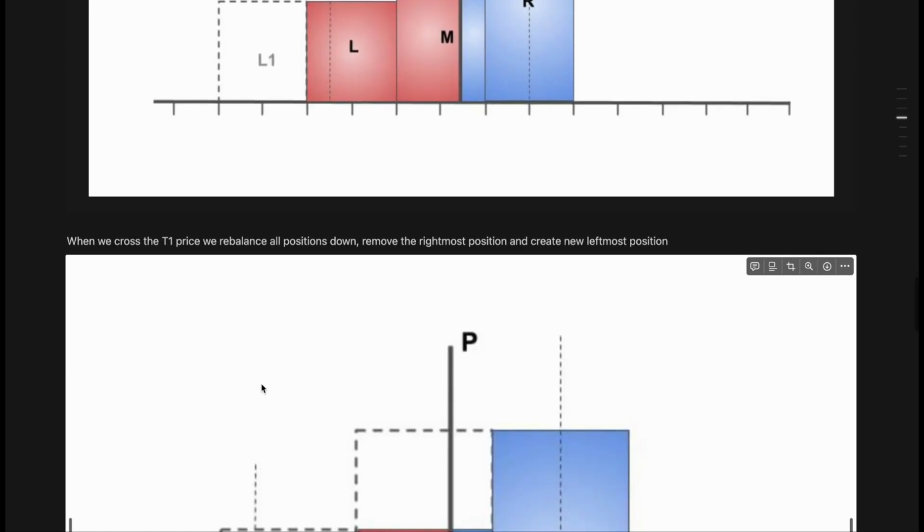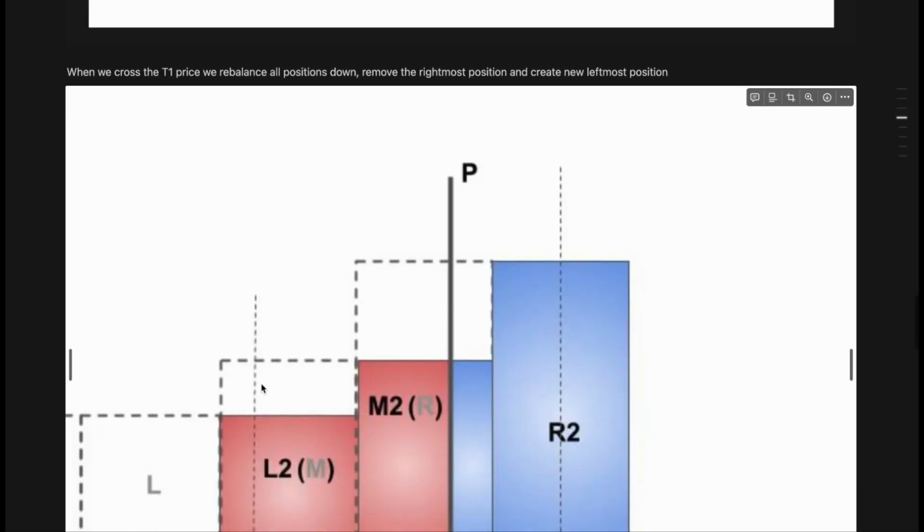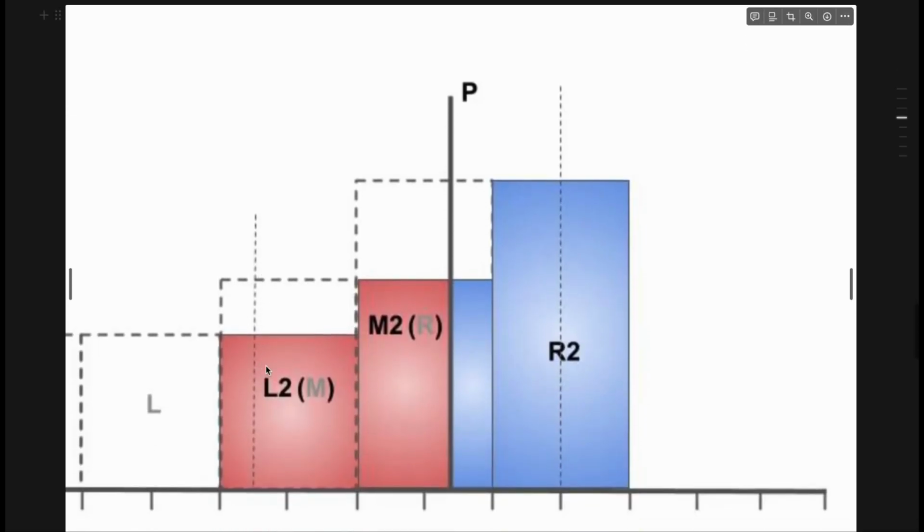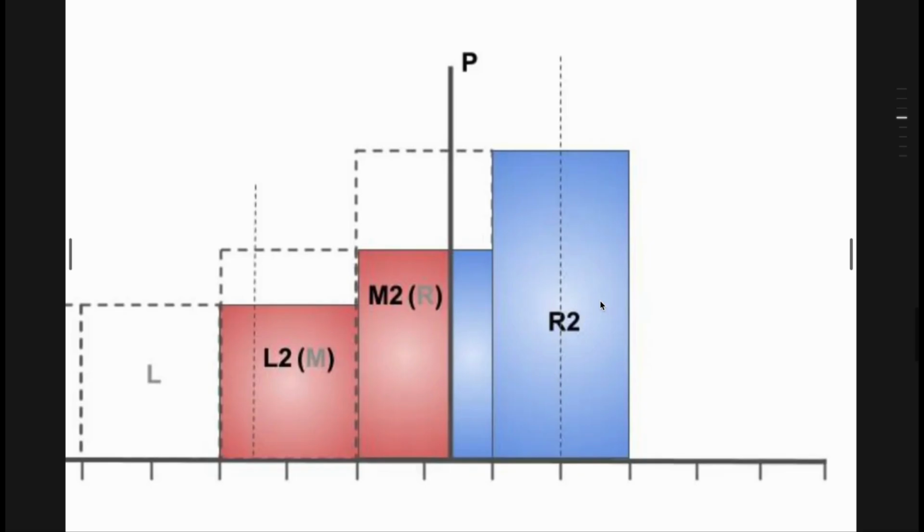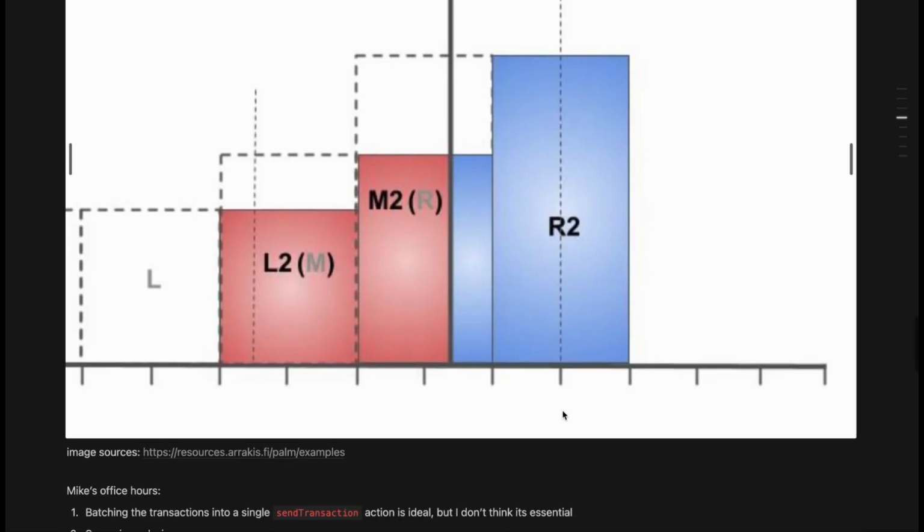For T1, when we cross T1, the opposite action is taken. We will add a new liquidity position to the leftmost side. We will add more liquidity to the middle positions, and this will be base asset liquidity. And finally, we will remove the rightmost position that's left.